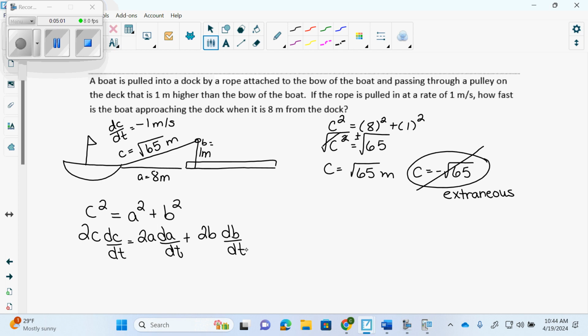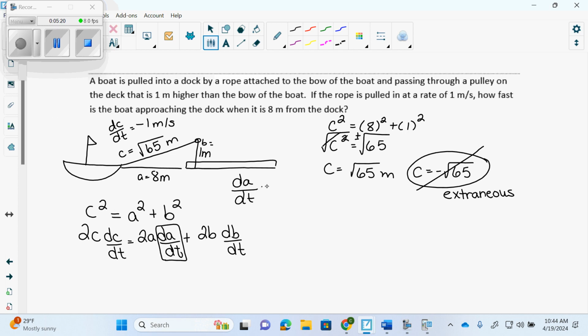Which are they making me look for? So they're saying if the rope is pulled in at a rate of 1 meter per second, how fast is the boat approaching the dock? So are we looking for dA over dt or dB over dt? dA. So we're looking for dA. So it's the only one I can't fill in, correct? That's what I'm looking for, dA over dt.